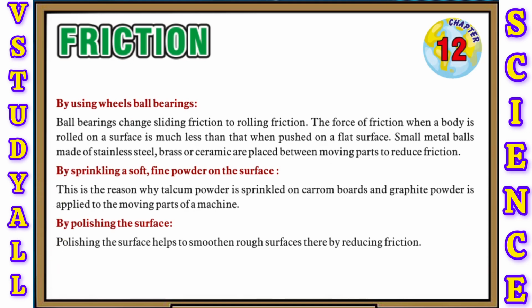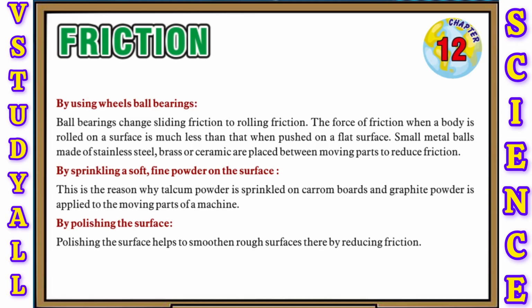Ball bearings change sliding friction to rolling friction. The force of friction when a body is rolled on a surface is much less than that when pushed on a flat surface. Small metal balls made of stainless steel, brass, or ceramic are placed between moving parts to reduce friction. Now let's see, by sprinkling a soft fine powder on the surface. This is the reason why talcum powder is sprinkled on carom boards and graphite powder is applied to the moving parts of a machine.